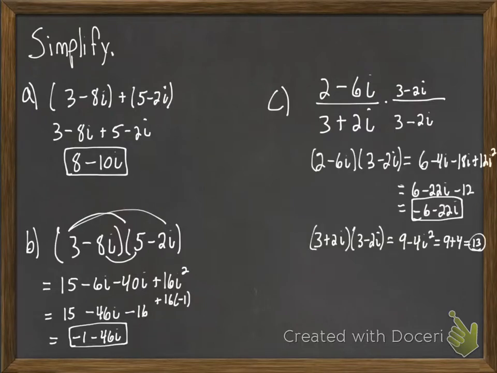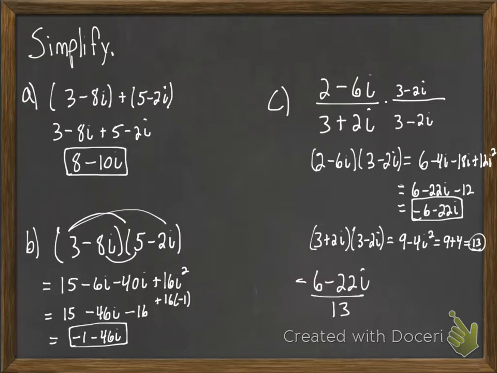Okay, so I do hope you really did pause it and work this out. But if you haven't, here I do have it worked out. The numerators, when you multiply out, we get negative 6 minus 22i. The denominators become 13. And then we put it back together.